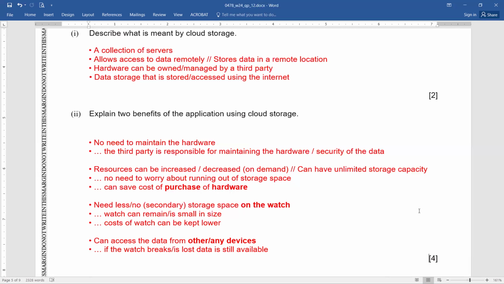For example, if the watch breaks, the data will still be available because it is on the cloud. So you don't need storage space on the watch, because the watch is smaller in size, so lesser storage is perfectly okay, because most of your data is stored on the cloud. In this manner, the cost that has to be incurred by the manufacturer in case of storage will be reduced also. So these are very simple benefits that can easily come into our mind. Some of them are very straightforward, as we have been using.